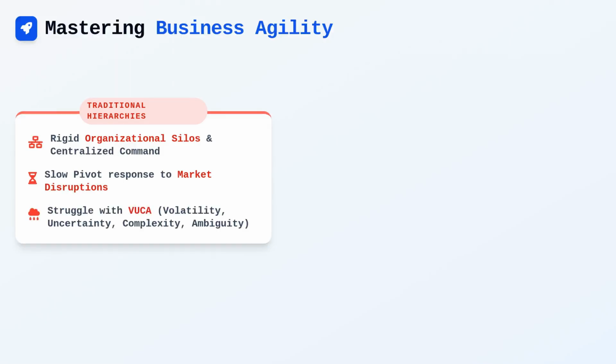In the current global economic landscape, traditional hierarchical structures often struggle to keep pace with the speed of digital change. These legacy organizations were designed for stability and efficiency in predictable environments, yet they now face unprecedented volatility, uncertainty, complexity, and ambiguity. When market disruptions occur, the centralized command and control mechanisms typically seen in functional hierarchies are often too slow to pivot effectively.